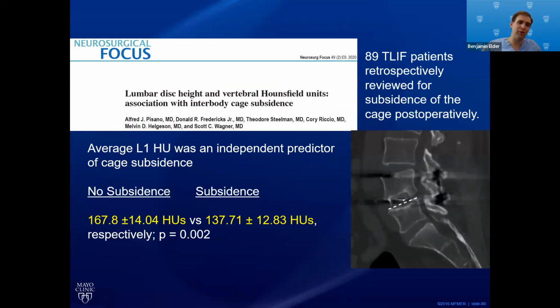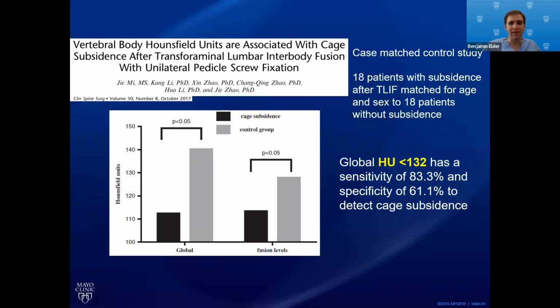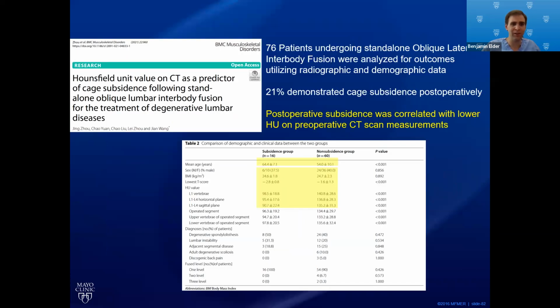This was another paper from Scott Wagner's group, and they found that the average L1 Hounsfield unit was an independent predictor of cage subsidence in T-lifts, again with about 138 Hounsfield units versus 170 with no subsidence. And there's a similar paper looking at T-lift, and they found that Hounsfield units less than 130 had relatively high sensitivity and specificity for cage subsidence.